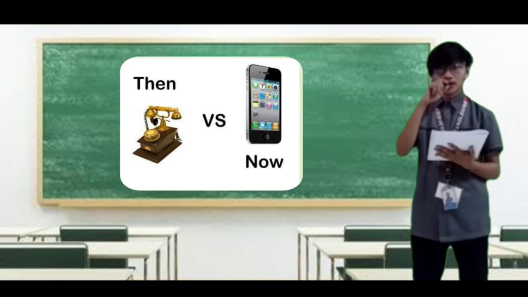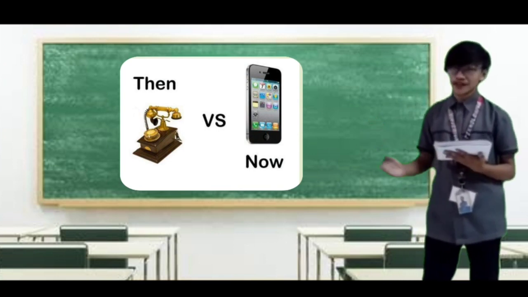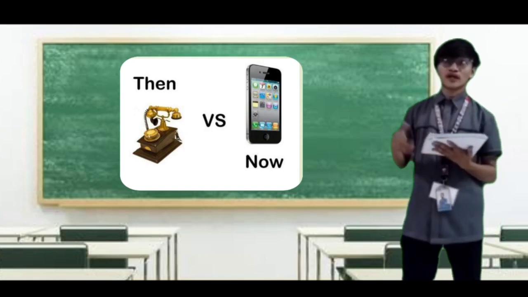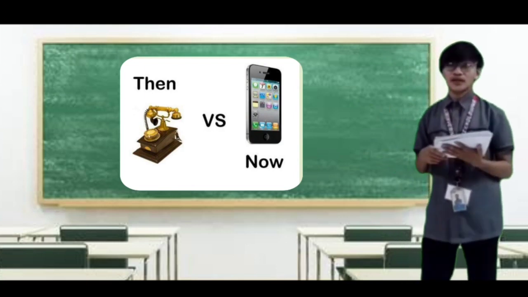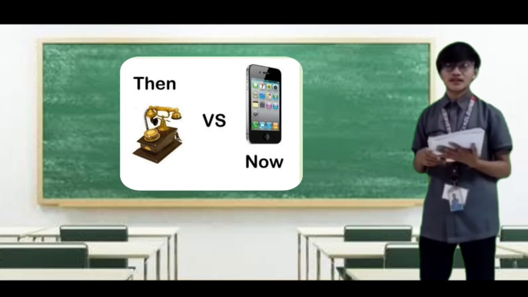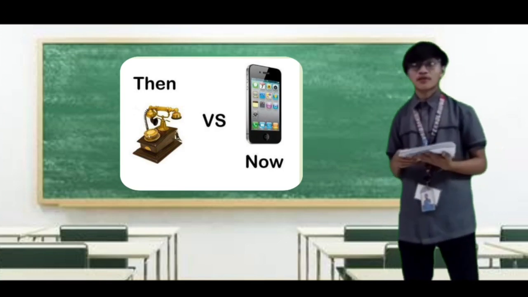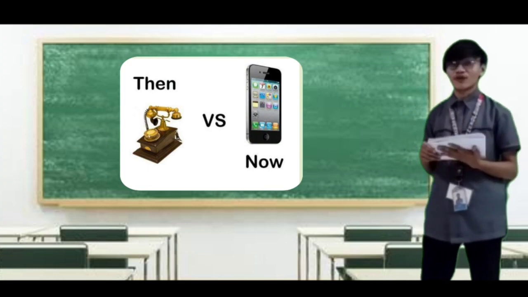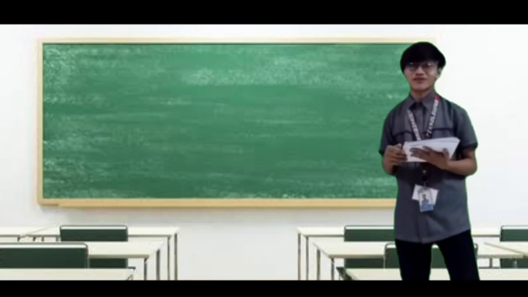So the difference between these two devices is that the telephone is not wireless, unlike the mobile phone that we have right now, which is wireless. So a cell phone or mobile phone can be brought anytime, anywhere, unlike a telephone, which can maybe just stay in our house. Okay, so let us proceed to the second one.